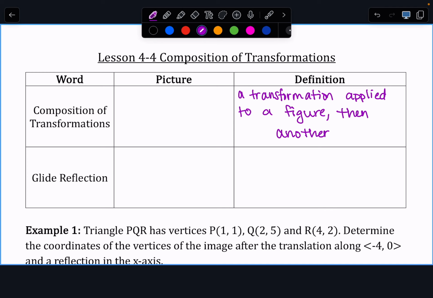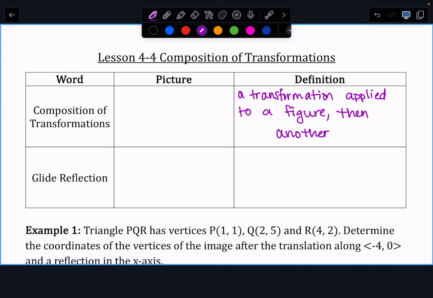Okay, so we're going to have to be very careful with our notation. Okay, our first transformation, we will label that figure with primes. But then when we have to do another transformation, we'll have to do double primes.